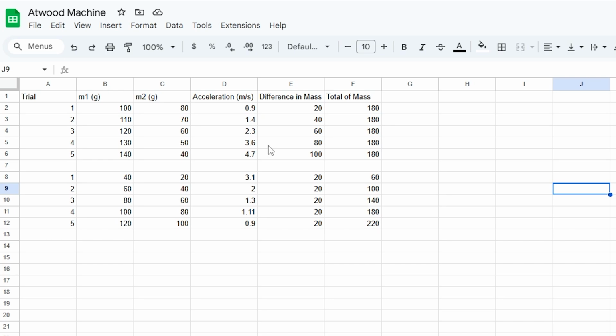Now, after all the trials we did, here were our results. In the first experiment, what we did was we increased the mass of M1 by 10 each trial and decreased the mass of M2 by 10 each trial. And what we saw was that as the difference in mass increased, so did the acceleration, even if the total mass stayed the same. Now, in an Atwood machine, that makes sense, because if something weighs less, there's going to be more force pushing here. And the greater that force is, the more push there will be.